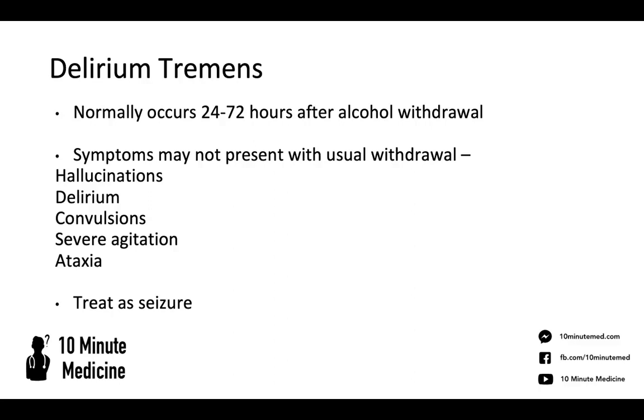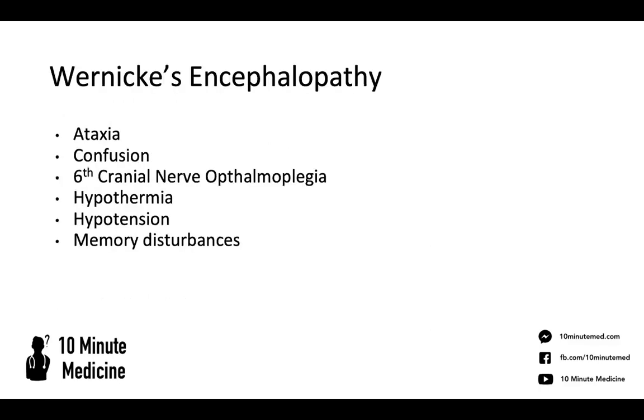If a patient is in delirium tremens, you want to treat it as a seizure. You want to give lorazepam as per your trust guidelines, which is usually 4 milligrams. Once the seizure is under control, you then need to put into place the alcohol withdrawal treatment, which is the chlordiazepoxide and the Pabrinex.